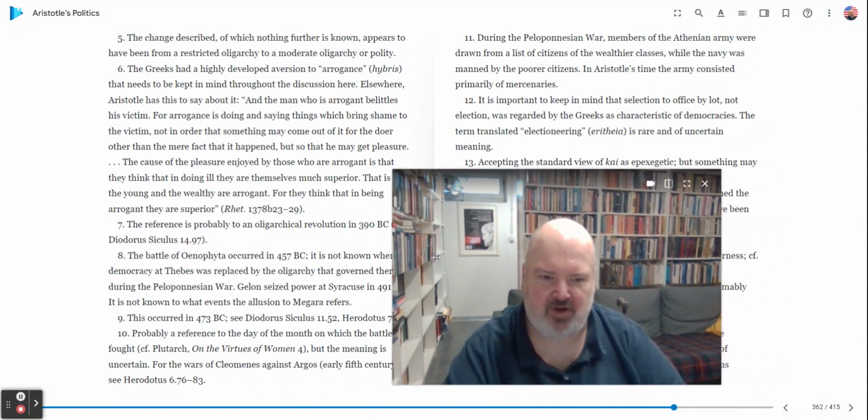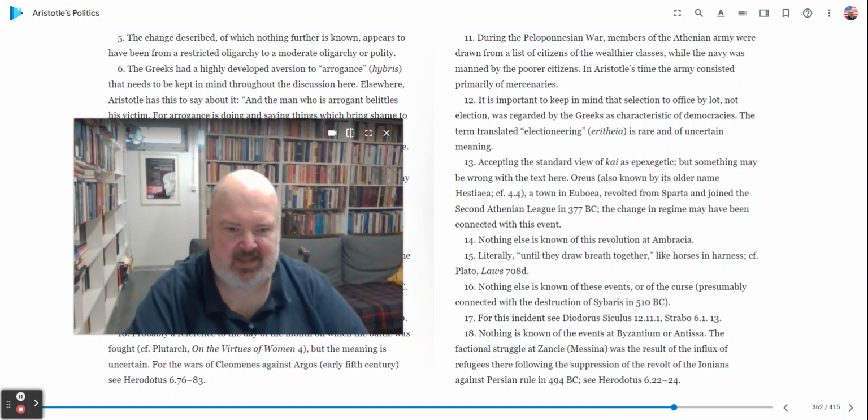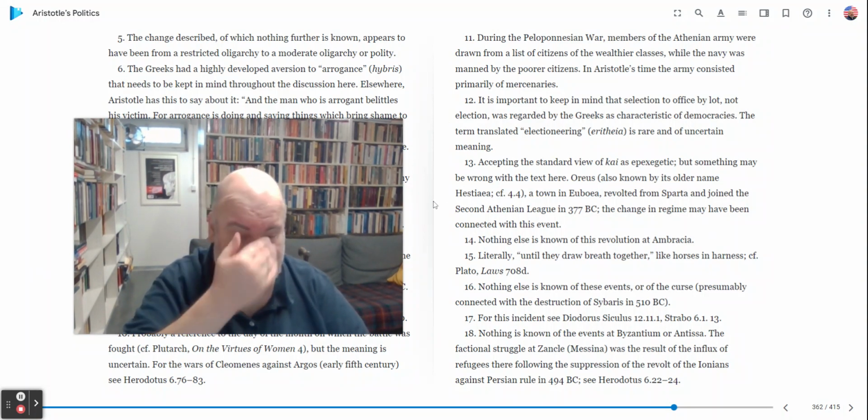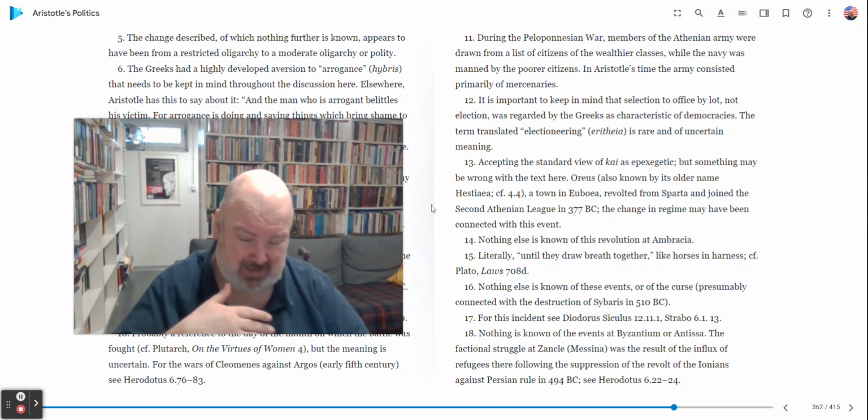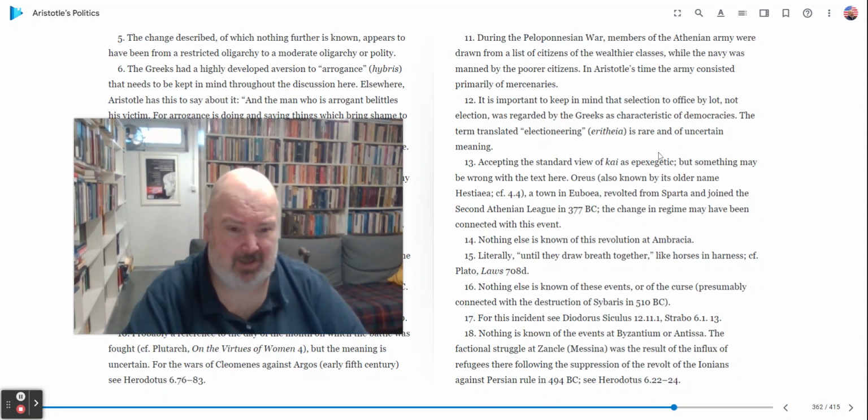Now, Lord has a note accepting the standard view, but something may be wrong here in the text. Okay, I think there is something wrong with it. It is a democratic regime. I think it is not the regime of democracy, but a democratic regime. I think it might be the case, right? Because this is the case.